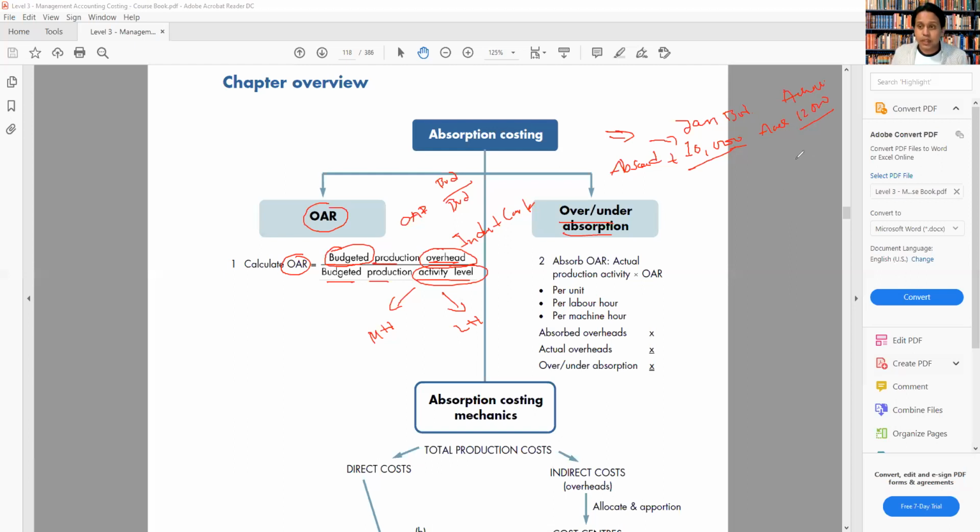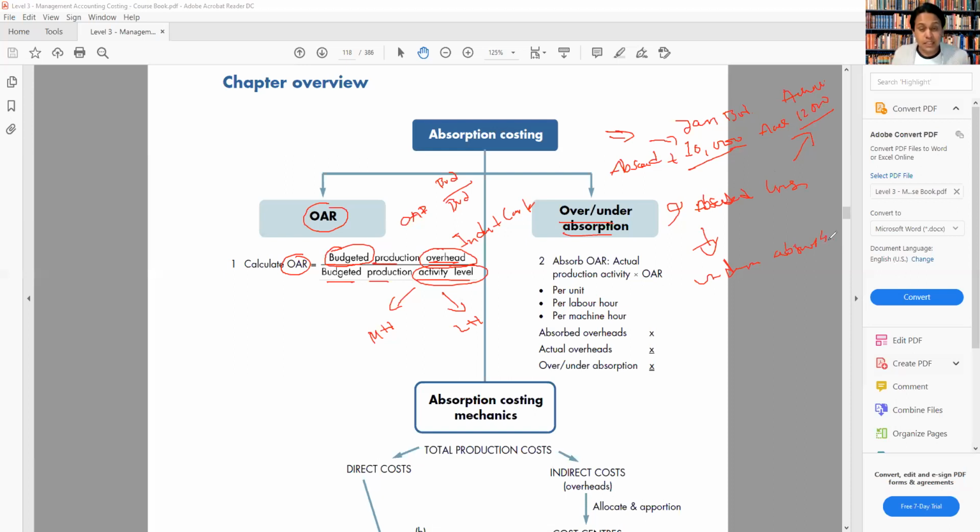Never look at the actual. I'm telling all of you again, never look at the actual figure, because actual is actual. So you need to ask yourself, did I absorb more or less? Now I absorbed 10 and actual is 12. So I absorbed less. If I absorb less, this is under absorbed.